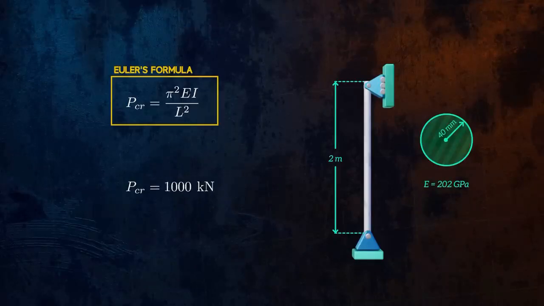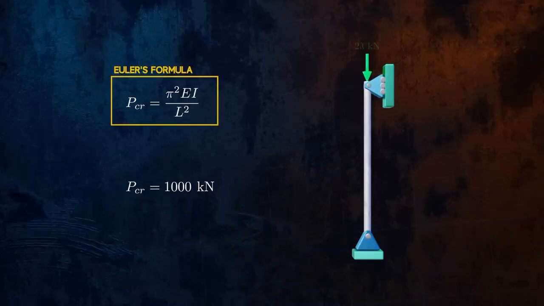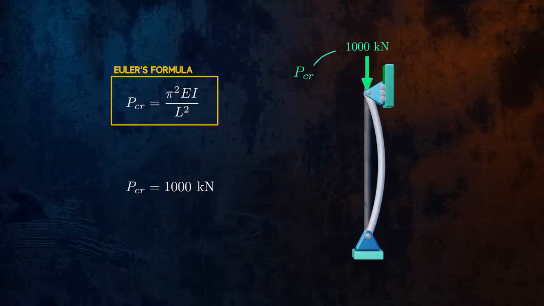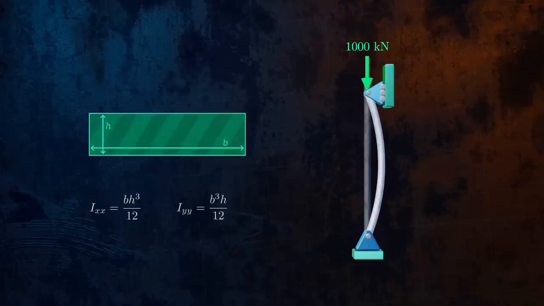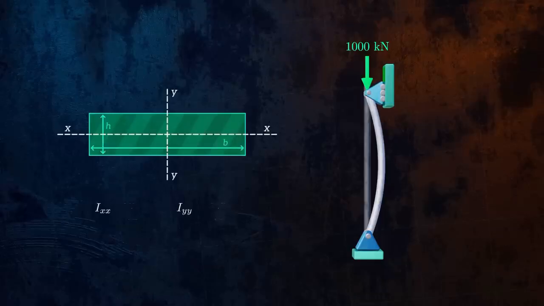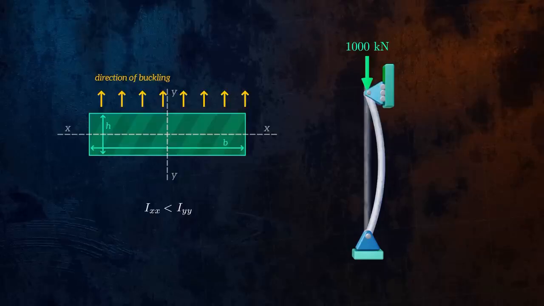This assumes an idealized, perfectly straight column. At the critical buckling load, any small perturbation, whether it's a lateral force or a small imperfection, will cause the column to bend. If the cross-section has a smaller area moment of inertia about a particular axis, the column will buckle in that direction, and the smaller value of I must be used to calculate the critical buckling load.